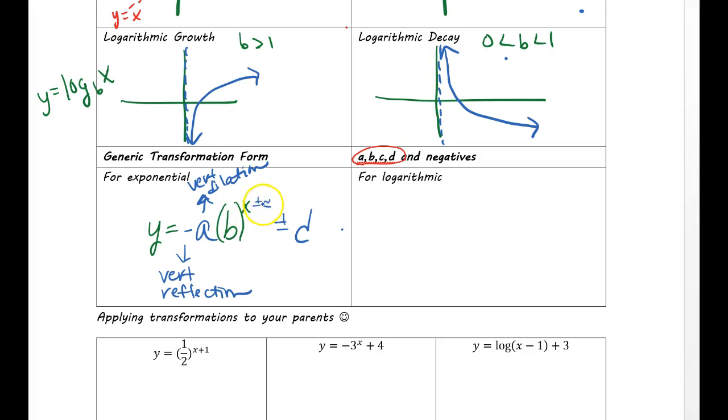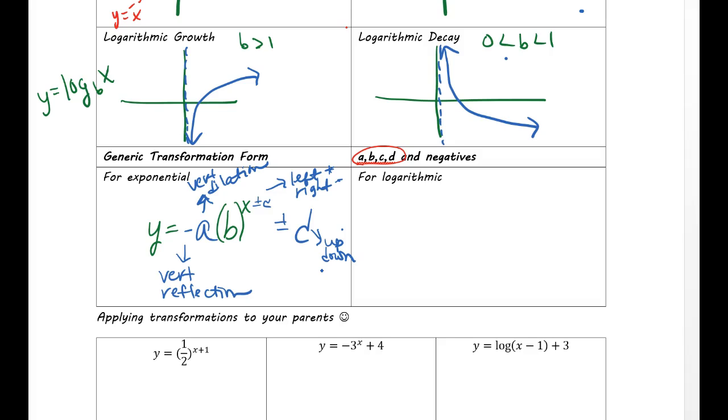The plus or minus c, so if there's a number up here in the exponent, it is going to move your function left or right. And if you remember correctly, left is if you see a plus, and right is if you see a minus. And then if there's a number added or subtracted at the back, that's going to be your up or down. So all of these are old, like we've done them before. You probably don't have them memorized yet. That's fine. Just rewrite them again, and we're going to practice graphing with them.